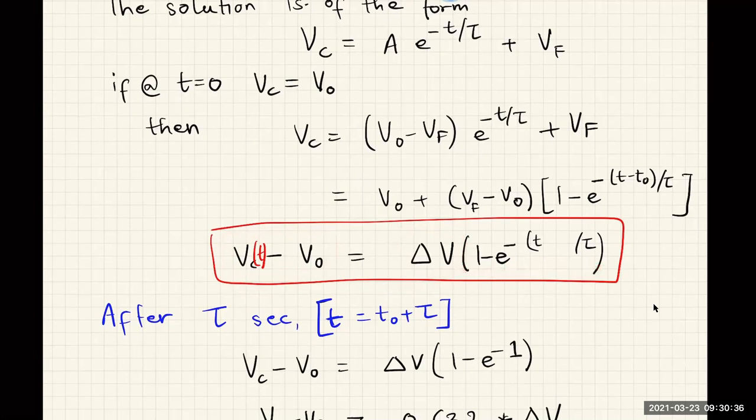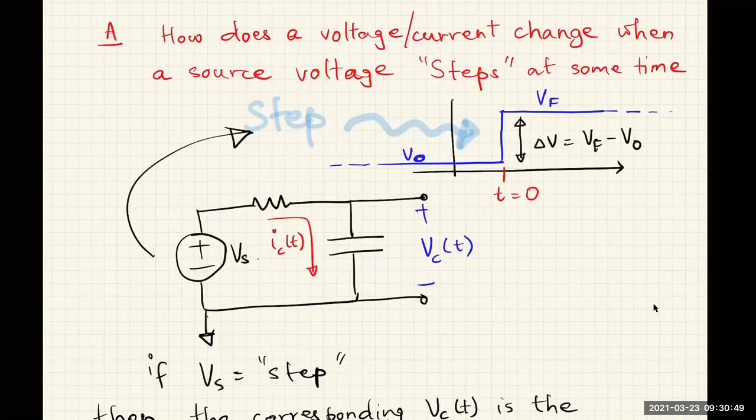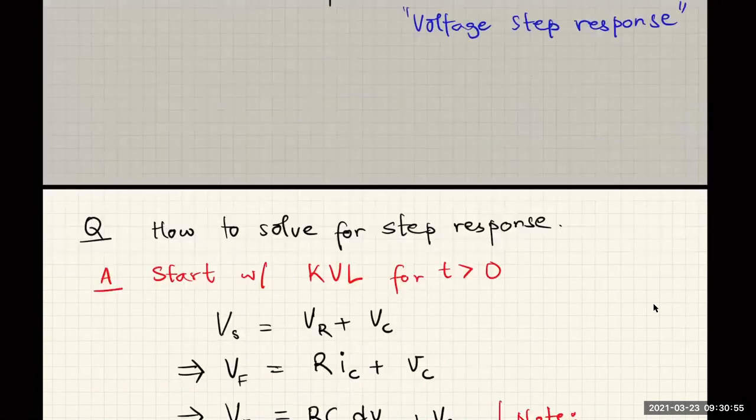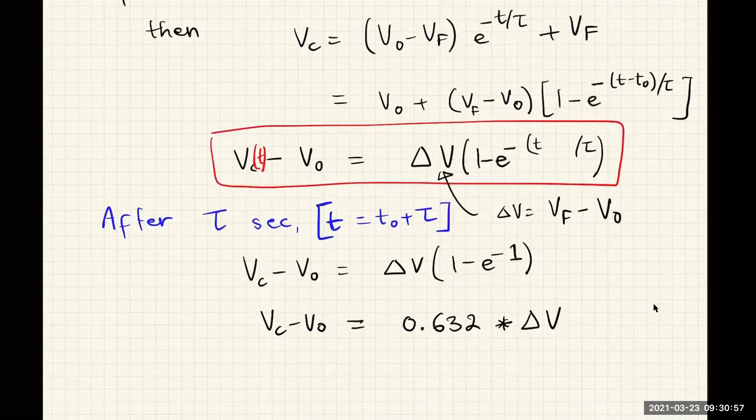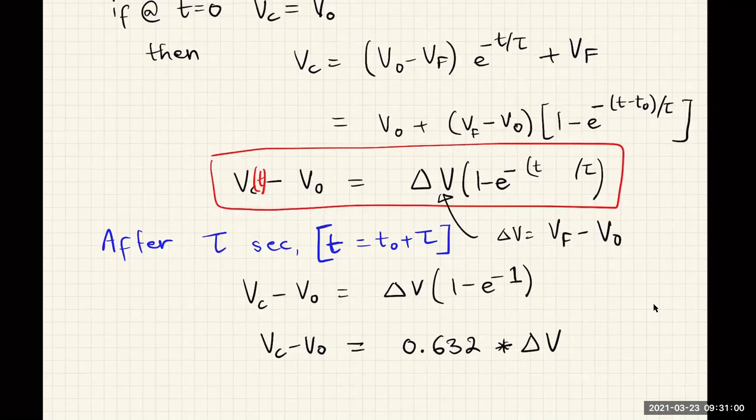So for example, this delta V is the final voltage Vf minus V0. If you go back to this picture, it's this step voltage, the size of the step. So at any instance in time, if you multiply the size of the step by this factor, then you get how much voltage has changed from the initial point.